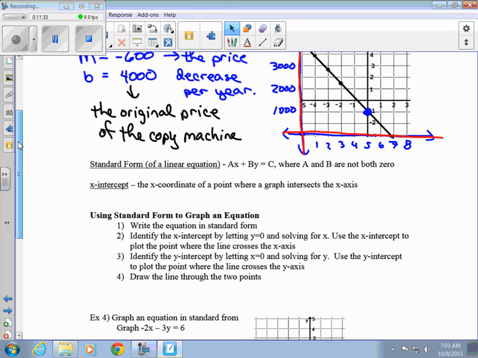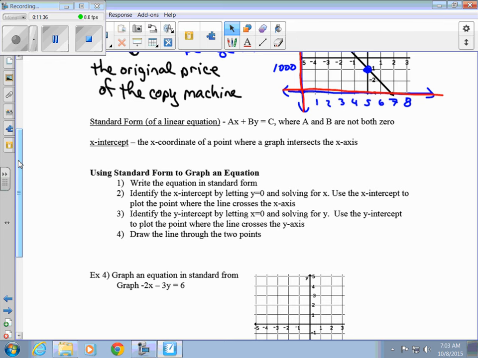The next thing we're going to look at is standard form of a linear equation. And again, if this is an equation that you need on your note card, make sure to get it there. It's ax plus by equals c. So you're going to have your x and your y on the same side, where a and b are not both 0. Now the x-intercept, we've talked about the y-intercept already. That's the point where the graph crosses the y-axis. The x-intercept is the point where the graph crosses the x-axis.